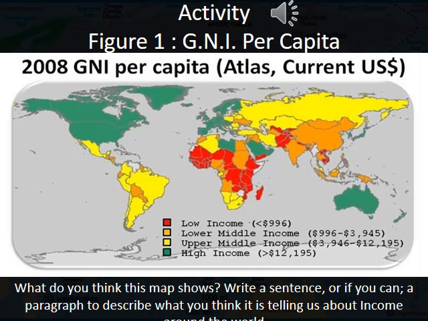Okay, so if you look at the key, those countries that are in red have the lowest income, and the highest income is those countries that are in green, and then you've got shades of orange and yellow in between. Your task, what I'd like you to do, is to write a sentence or a paragraph, if you can, describing what this slide is telling you about income around the world.